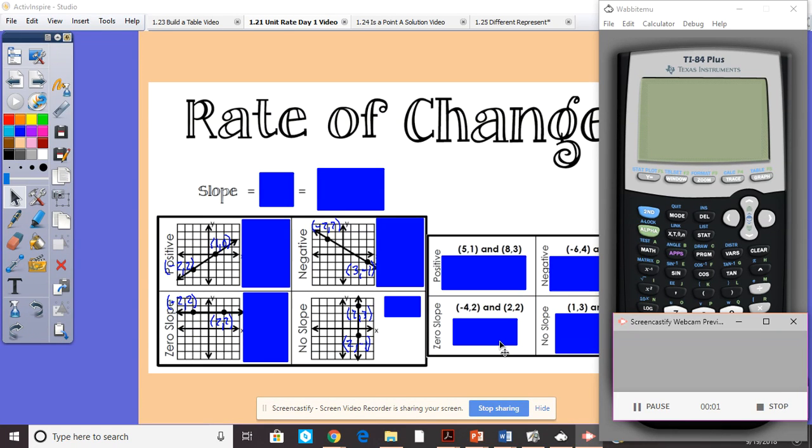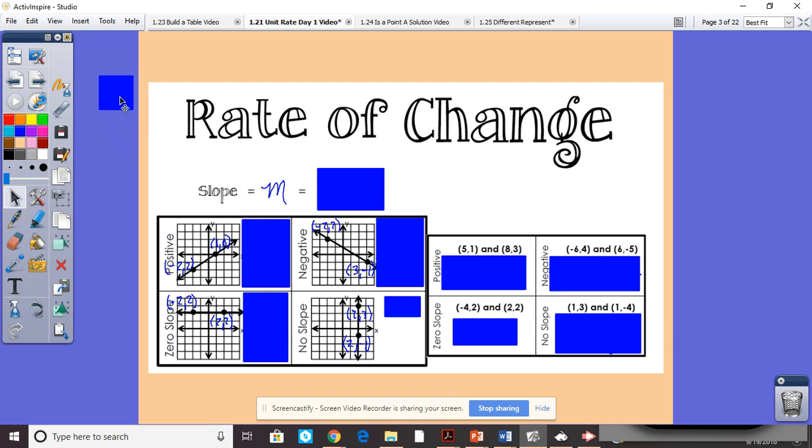This video is for the rate of change foldable for lesson 1-22. So rate of change and slope are actually the same thing. Just a reminder, slope we represent with the letter m or with the equation rise over run.